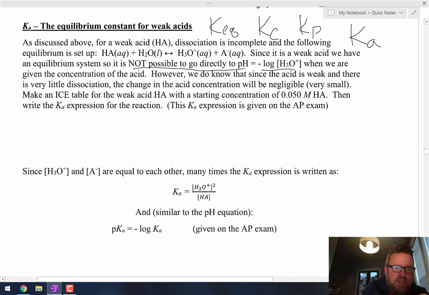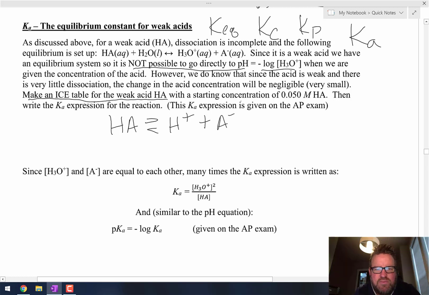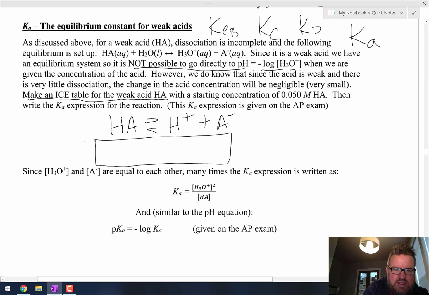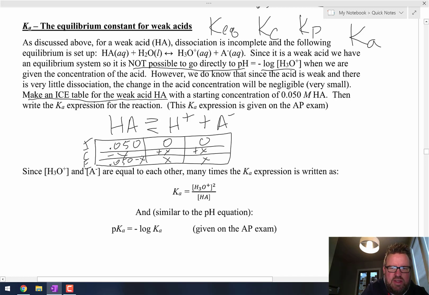So here it says make an ice table for the weak acid HA, and they do use HA quite a bit on the AP test. So just know that that stands for a weak acid with a starting concentration of 0.050 molar HA. So our ice table would look something like this. Our initial concentration would be the 0.050. This is 0, this is 0. This is going to be minus X, plus X, plus X. And so overall, our ice table looks like this.